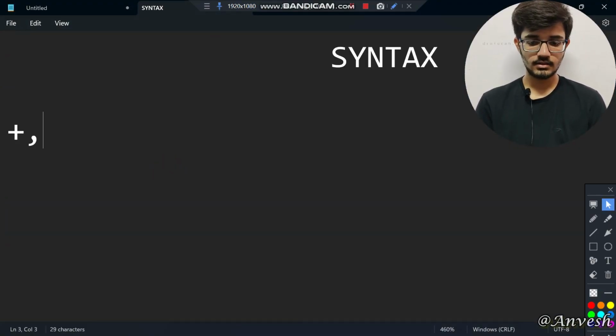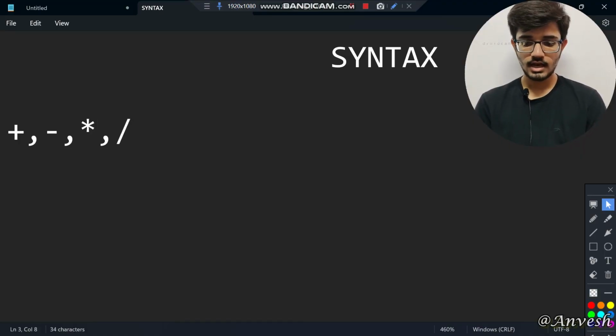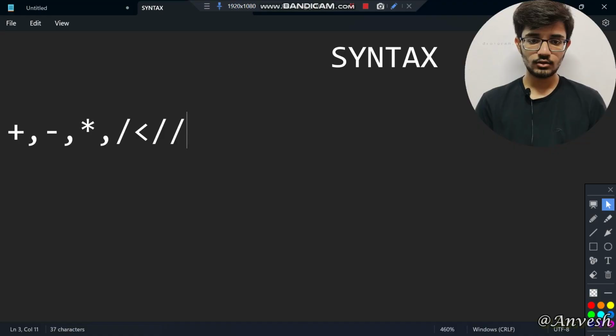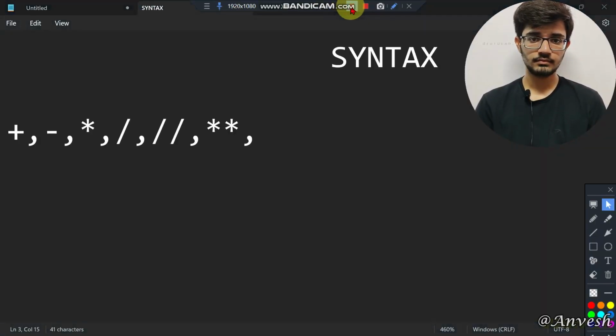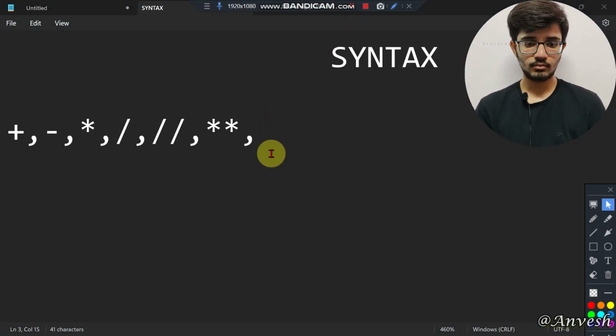Plus, minus, multiplication, and division. When we use two slashes, then it is called floor division. And the other operators are the exponent or power operator, and also the modulus operator.